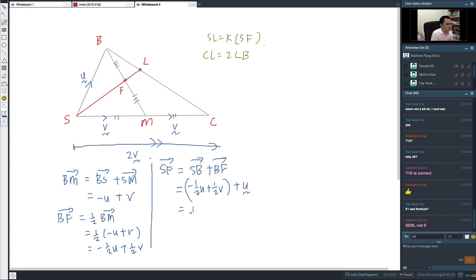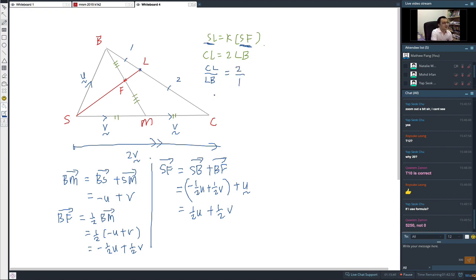Then I will do the same thing to find SL. Now I have SF already, so I need to find SL. In order to find SL, you have to know the ratio. Because CL equals 2 LB, the ratio is 2 to 1. You can change this into the ratio formula: CL over LB equals 2 over 1. So CL to LB equals 2 to 1.